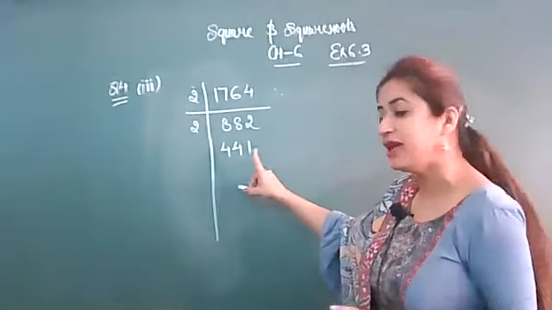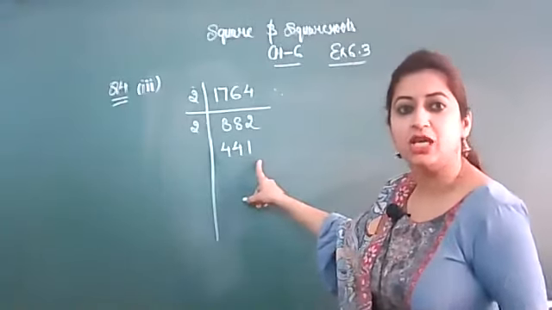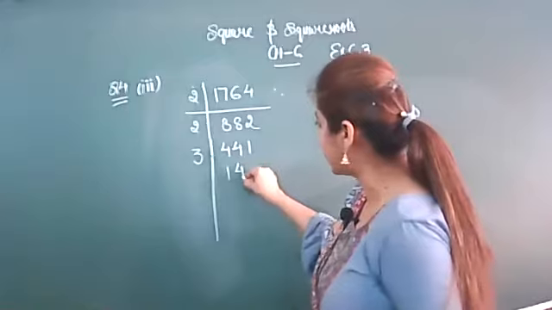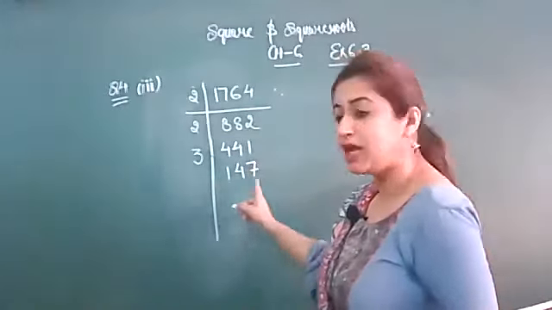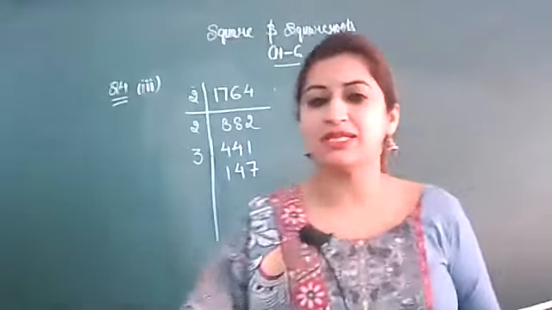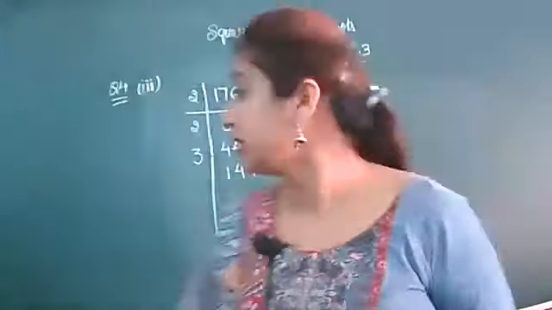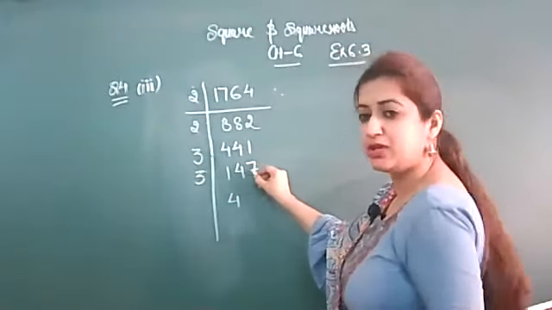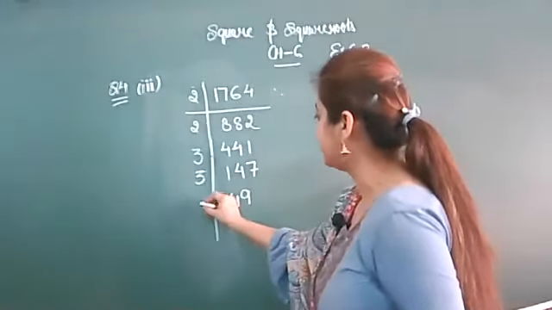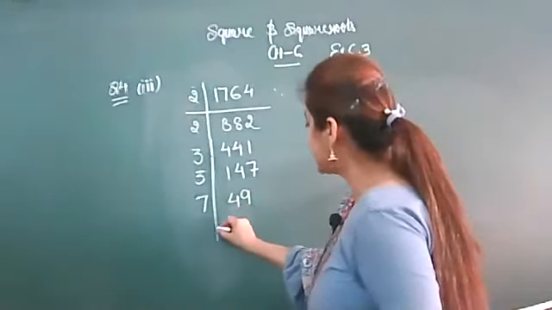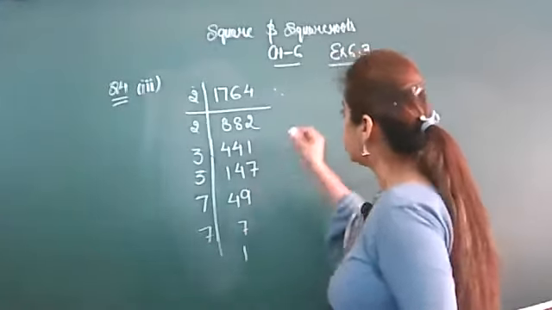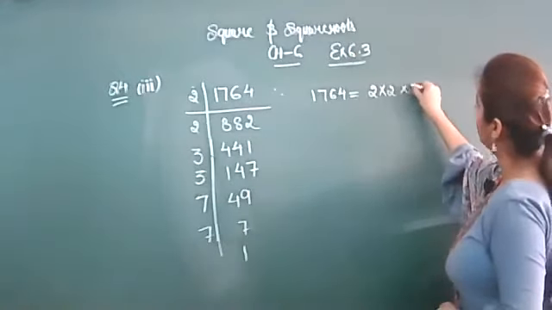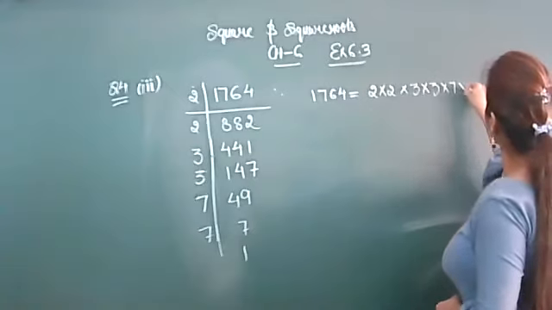So you can check it by 3. The sum of the digits is 9, so it is divisible by 3. 3 1s are 3, 3 4s are 12, 3 7s are 21. Now it is again divisible by 3. So let's divide this number by 3. 3 4s are 12, 2 left over, 27, 3 9s are 27. 7 1s are 7, 7 7s are 49, 7 1s are 7. So 1764 can be written as 2 into 2, 3 into 3, 7 into 7.